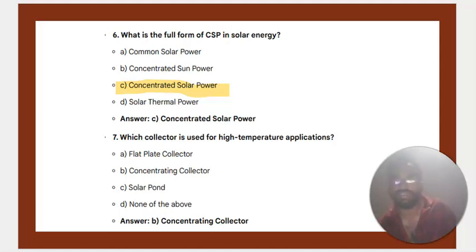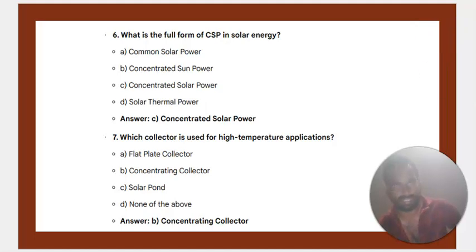Now coming to the next bit, which collector is used for high temperature applications? Concentrating collector. If you see, the word concentrating is very important. So the right answer is B, concentrating is the right answer.